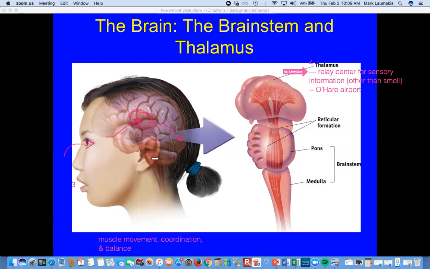Cerebellum in this picture is down in here. It's a little bit hard to see right there. That's why I got the next slide, because it's a little bit of a better look at that.